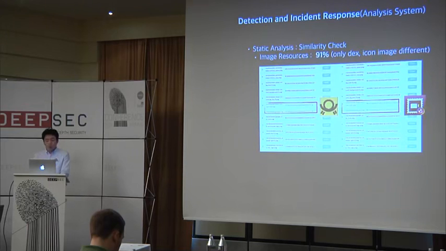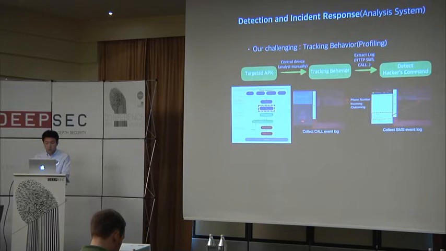This slide shows that when comparing resource images between two apps, similarity is 91%. Those apps only differ in launch icon and text file. We can guess the same hacker made them, and we can easily find the same family. The last thing I'm going to talk about is tracking behavior. It's one of our challenges.